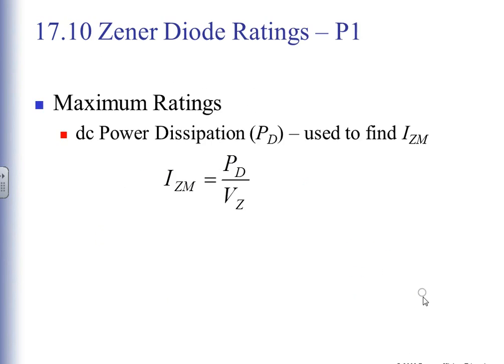Okay, is that too much? There's going to be some power that's dissipated. So the maximum Zener current times the Zener voltage is going to be my power that I dissipate.